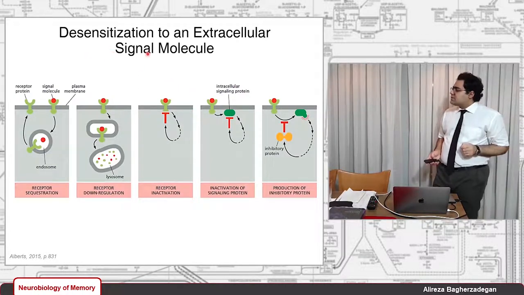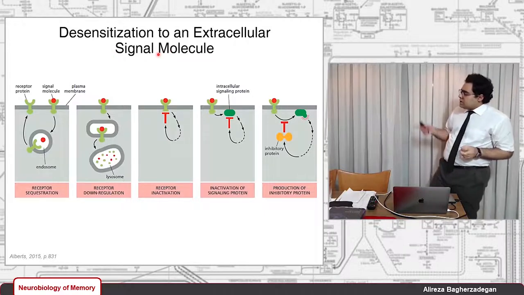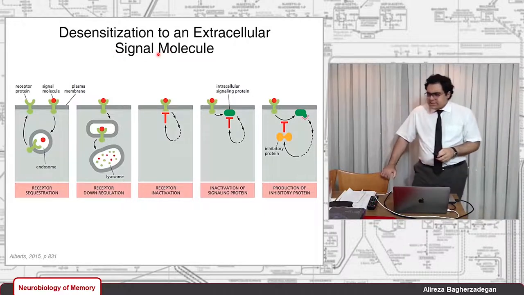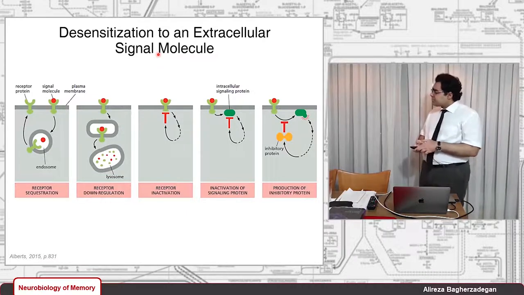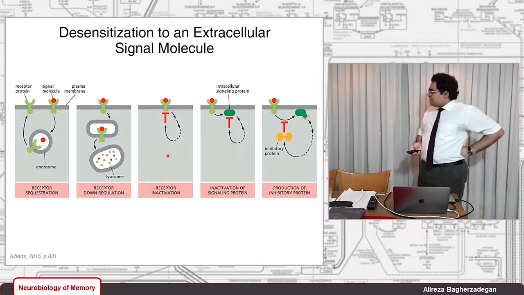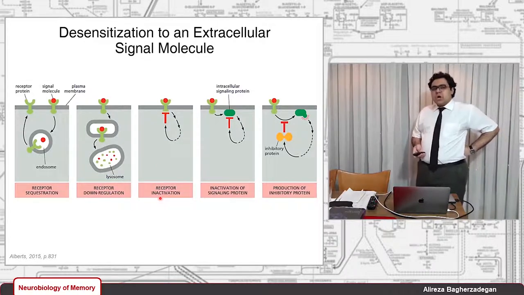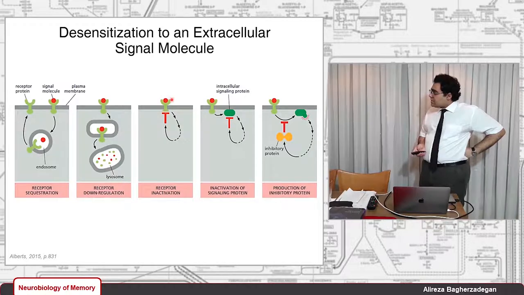Remember, I talked about desensitization to an external signal molecule. It was in Biosignaling 1.1 or 1.2, I don't remember. But anyway, I'm going to talk about this one. You see, this is receptor inactivation. I told you that receptor inactivation can be caused by phosphorylating the receptor. Now I'm going to talk about how phosphorylation of a receptor actually makes the receptor inactive.